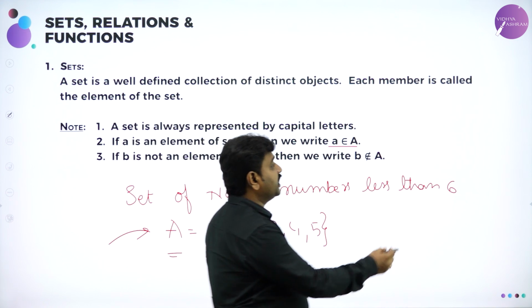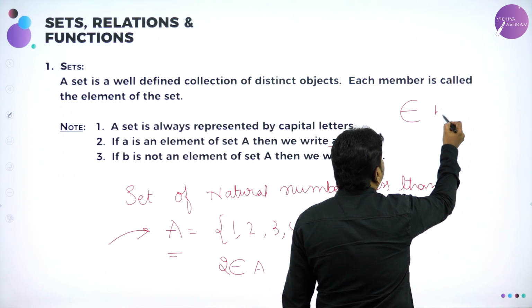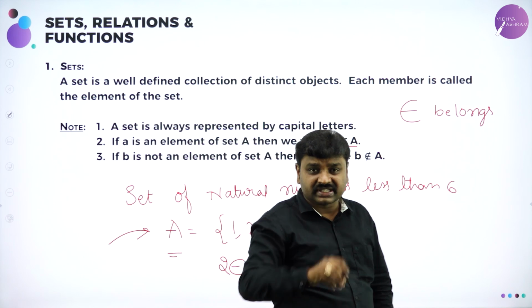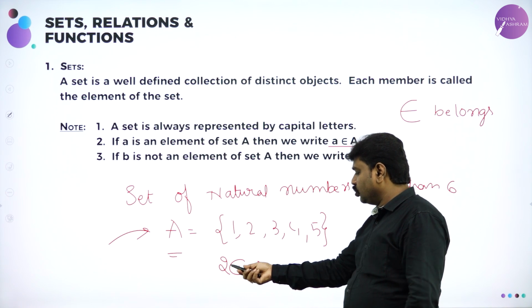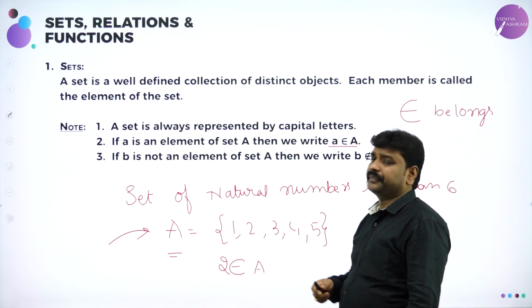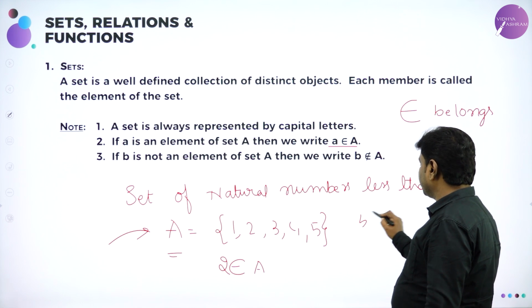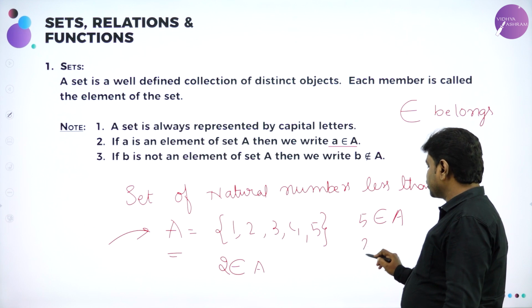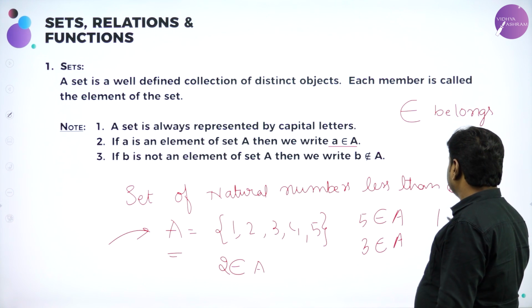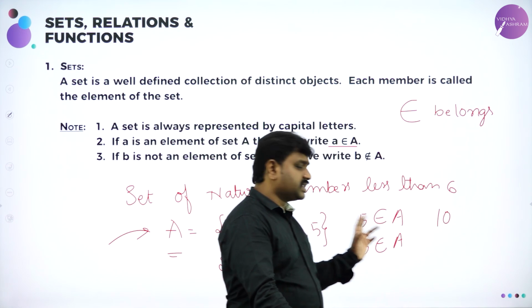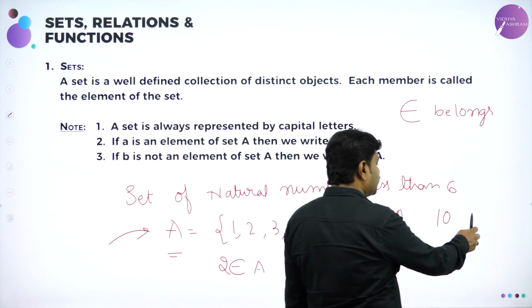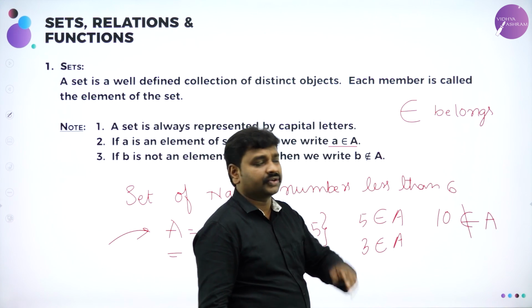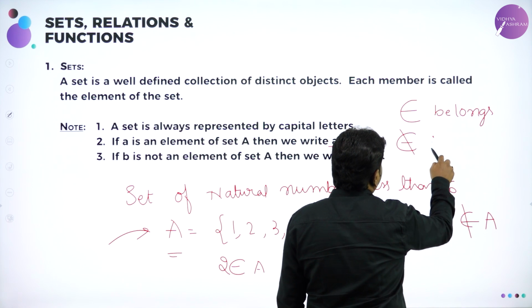Now you should also understand how to read this. What does this symbol stand for? Belongs to. If an element is present in the set, we say the element belongs to the set. Here 2 belongs to A. Similarly, 5 is present in the set A, so I can say 5 belongs to A. 3 belongs to A. And if I take 10, is 10 present in the set A? No. 10 is not present in the set, so we say 10 does not belong to A. And we read this symbol as does not belong to.